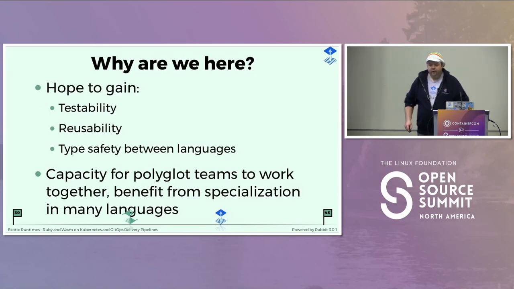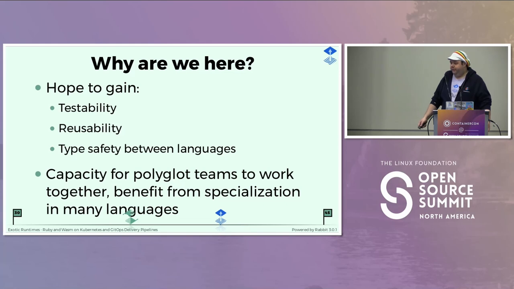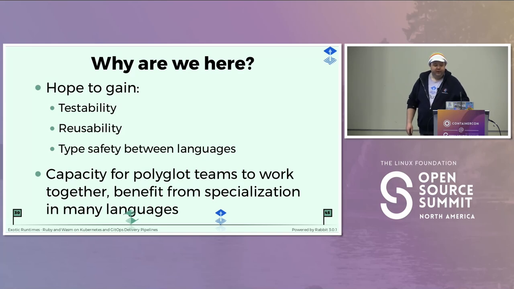And these are the things that we hope to gain by adopting WebAssembly, in whatever shape that finally turns out to look like. We want to get testability, reusability of our code modules, type safety between languages, and I'm also going to add in here now smaller payload size. We want our code to be smaller when it goes to the users so that it can launch faster, because that is one of the primary goals of WebAssembly if you read all the marketing copy.